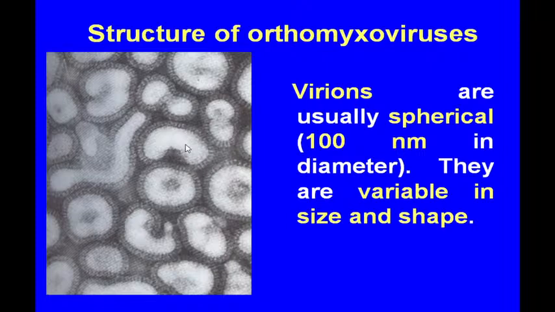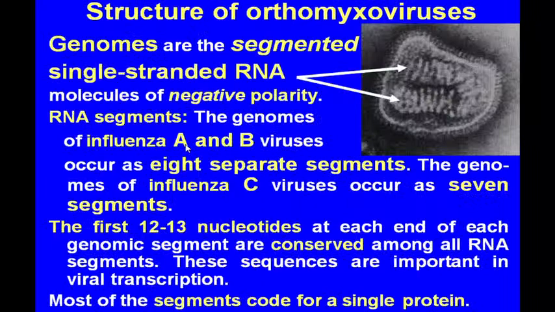Structure of the Paramyxovirus. The virion is of middle size, usually around 100 nanometers in diameter, and may vary in size and shape. What is the structure? The genome is segmented, single-stranded RNA of negative polarity, and in A and B virus, they have 8 segments, and in C virus, we have 7 segments.